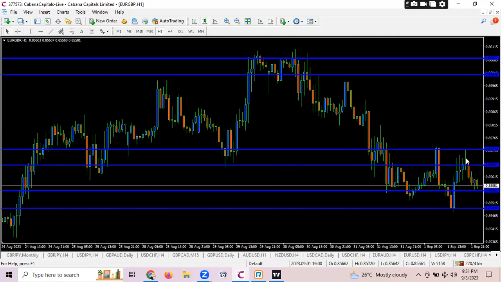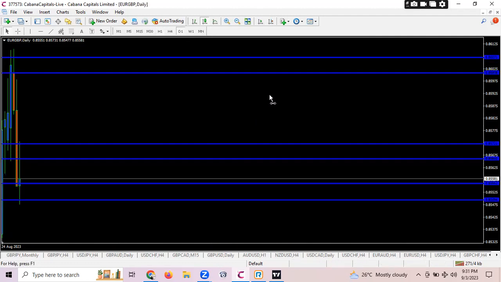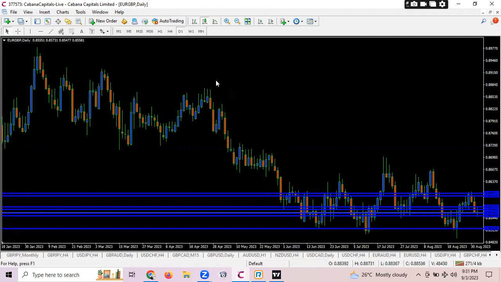Buy above this zone. If you are buying above this zone, this next resistance level, I think we identified this level on daily time frame or weekly. This will be your target. And if you are selling below this zone, go to daily or weekly and identify the support. Okay, so we have the support here on daily. So this will be your target for sell. This will be your target for buy. That's my take on Euro GBP.